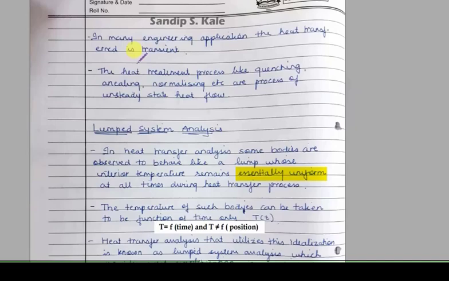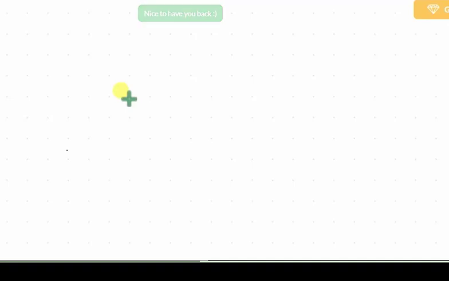Now let's move forward to what is meant by lump system analysis. Again, a very important term. I will explain lump system analysis with the help of a small example. I will take two examples, and we will see what is meant by a lump system. Let's take lump parameter analysis with the help of an example.